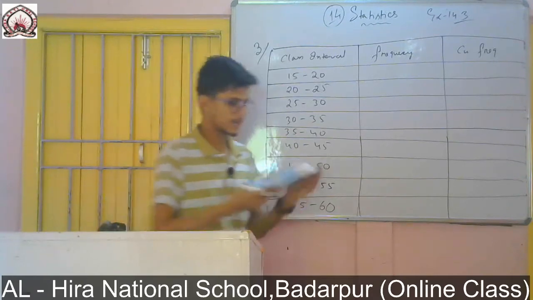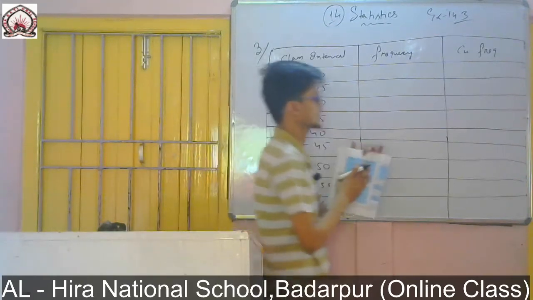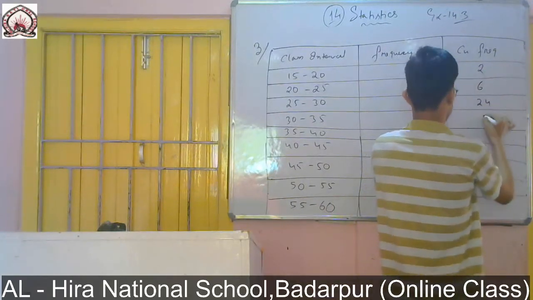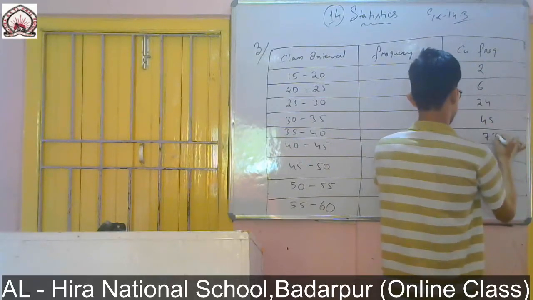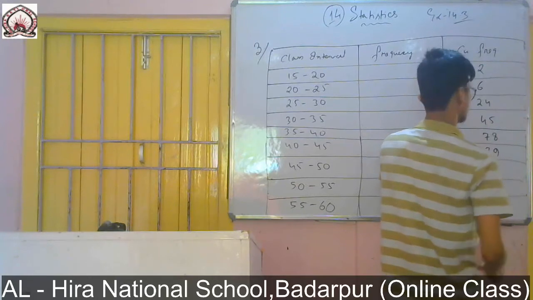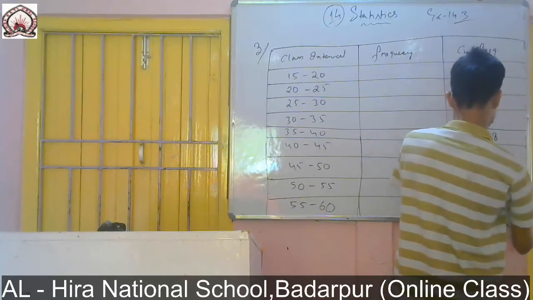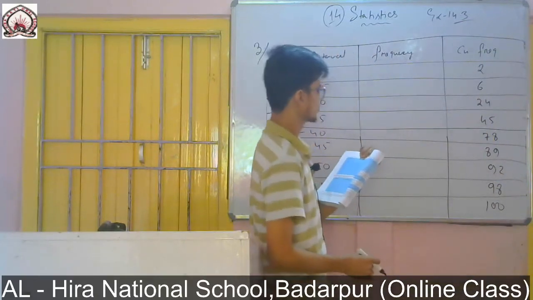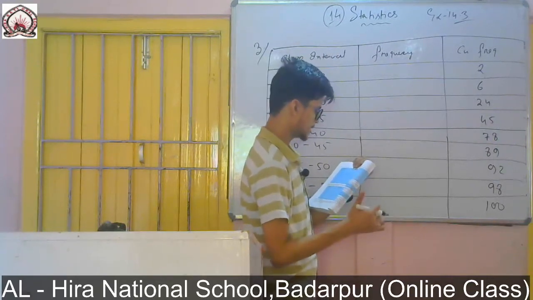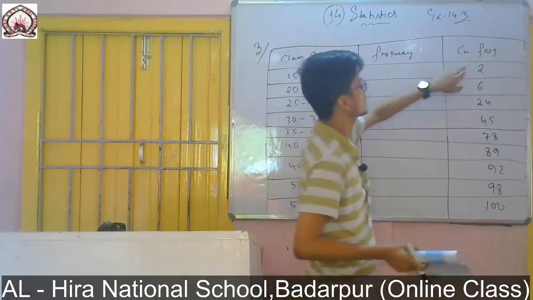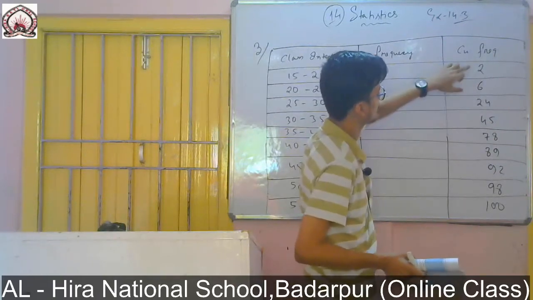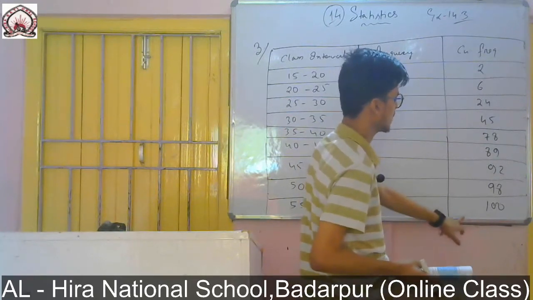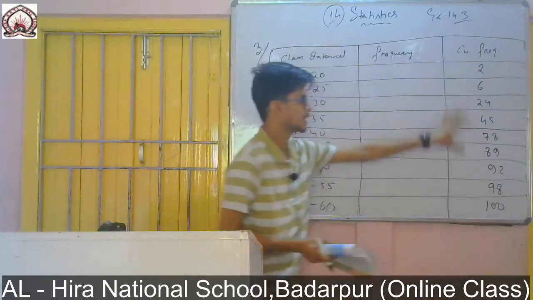Okay, and the things which are given here are the cumulative frequency, not the frequency. So I will write it here: 2, 6, 24, 45, 78, 89, then 92, 98 and 100. You see it is increasing; not a single value will you find which is lower. From 2, 6 is greater, from 6, 24, like this it is going continuously, and 100 is the highest one, that is the total number of hundreds.